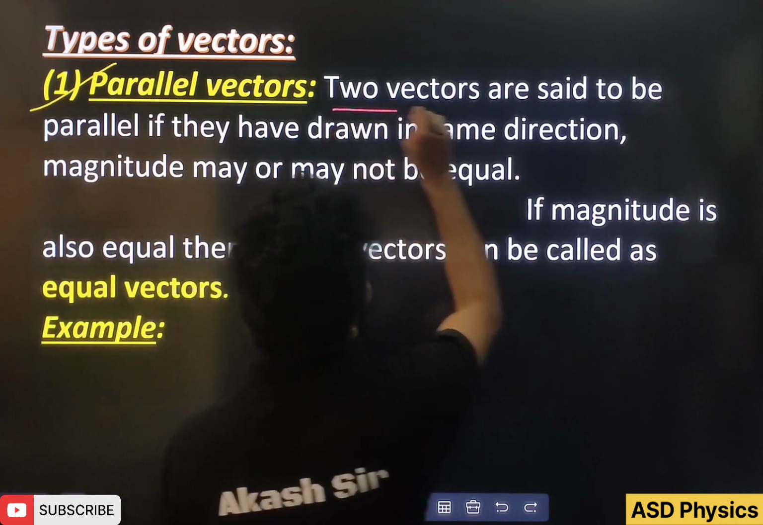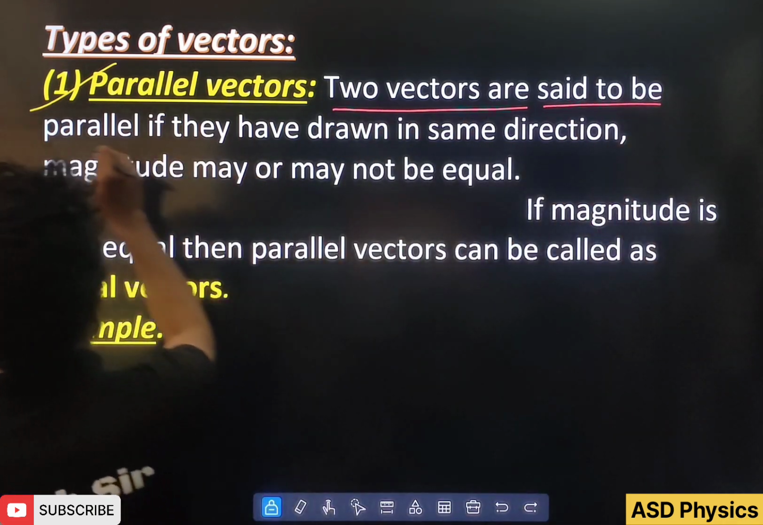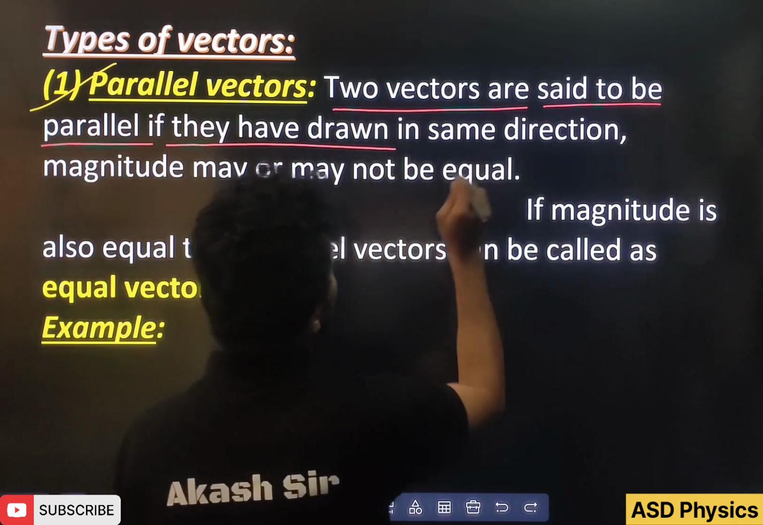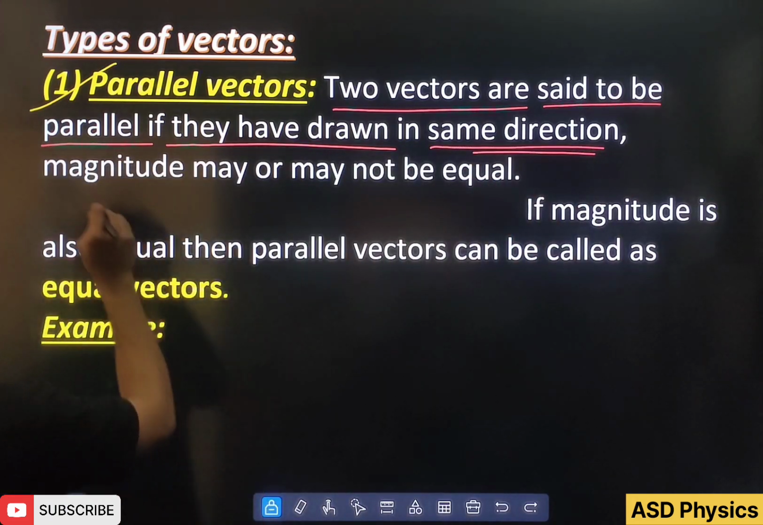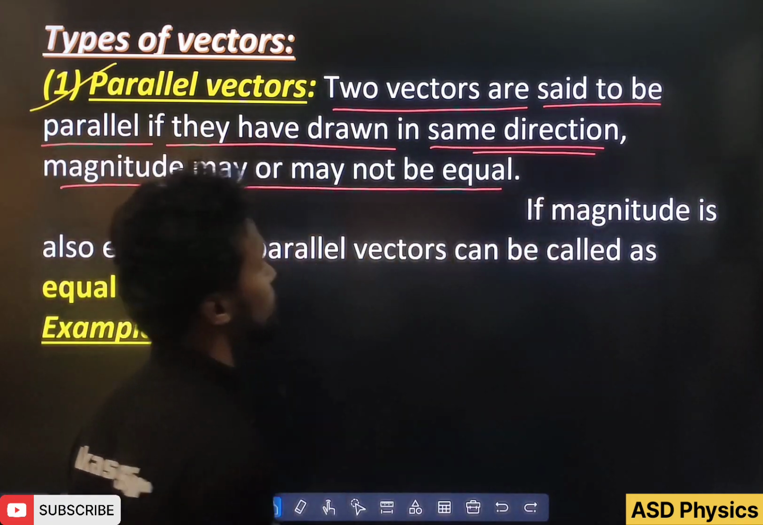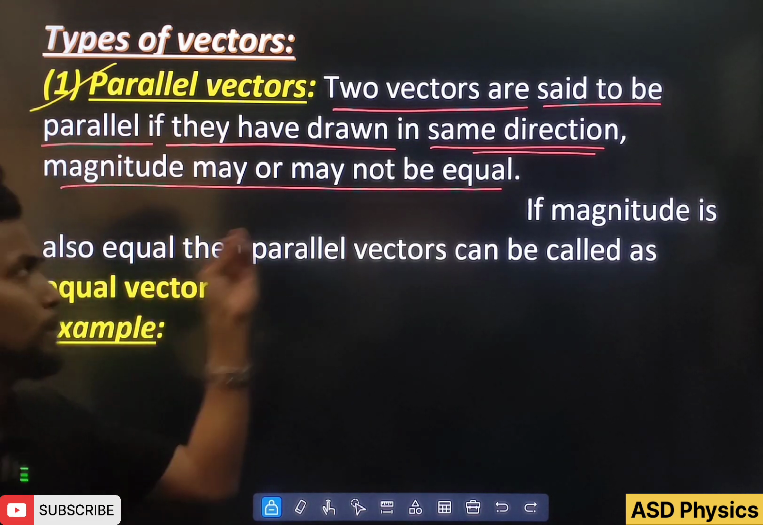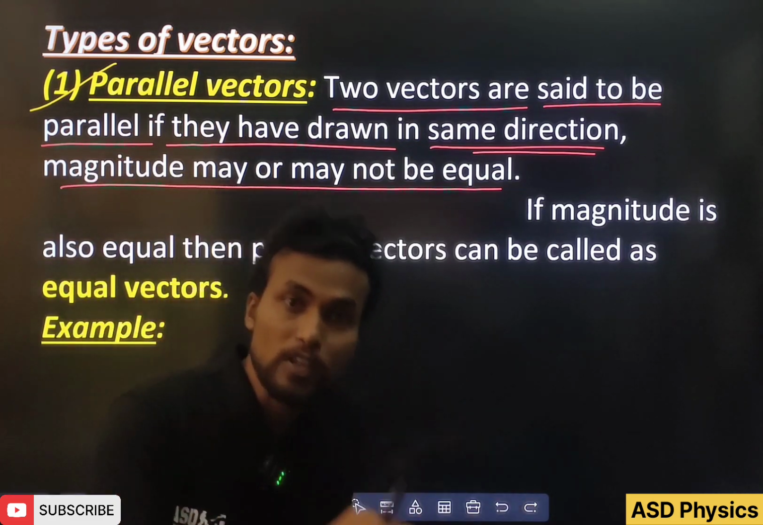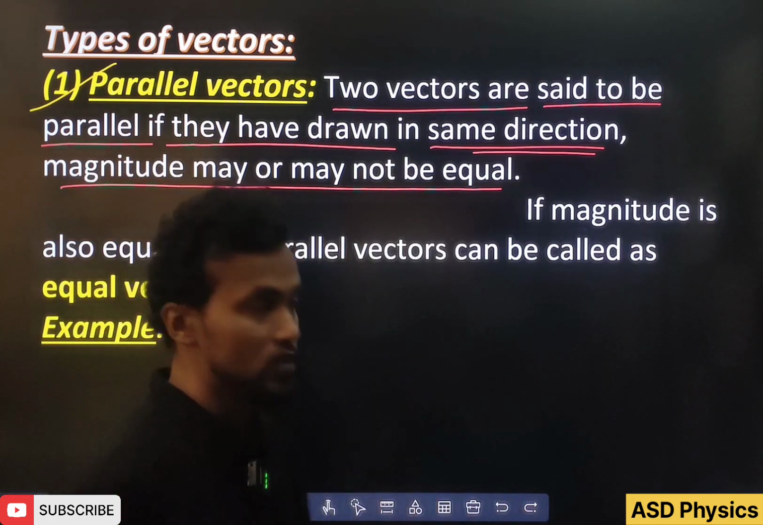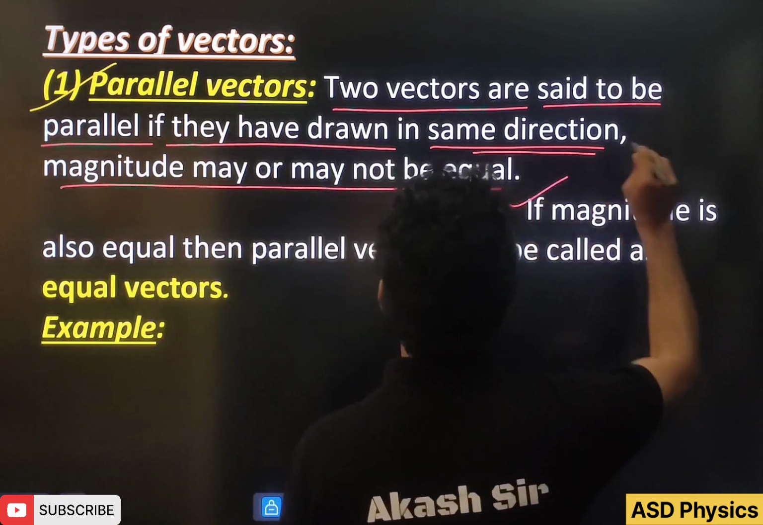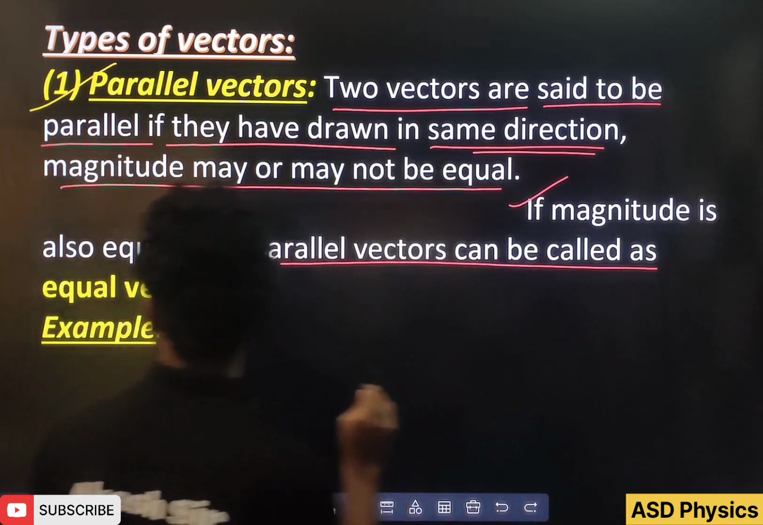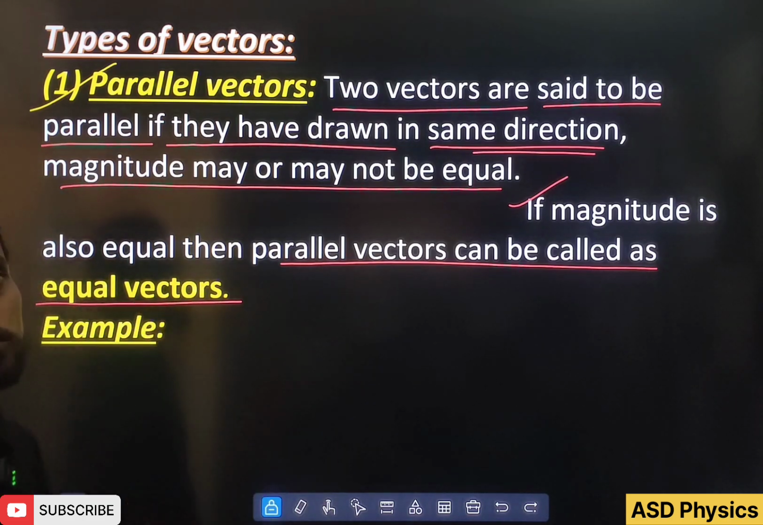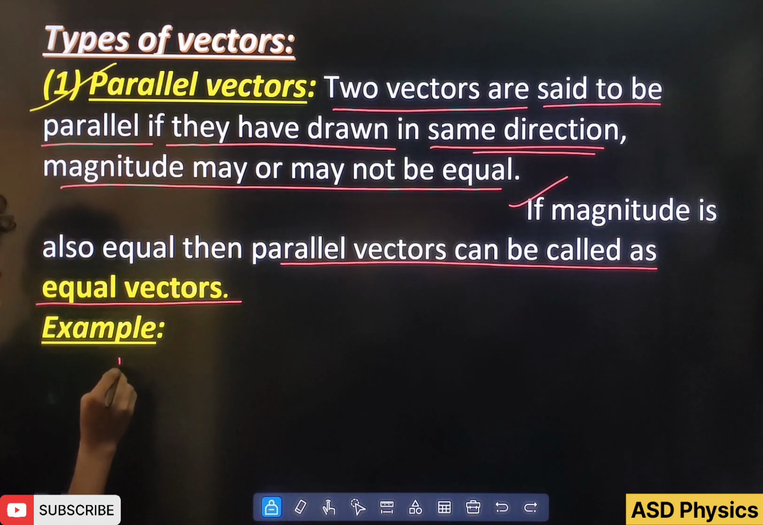Two vectors are said to be parallel if they are drawn in the same direction. Magnitude may or may not be equal. Now we will make two situations: when the magnitude is equal and when the magnitude is not equal. If the magnitude is also equal, then parallel vectors can be called equal vectors. Let's see one by one.